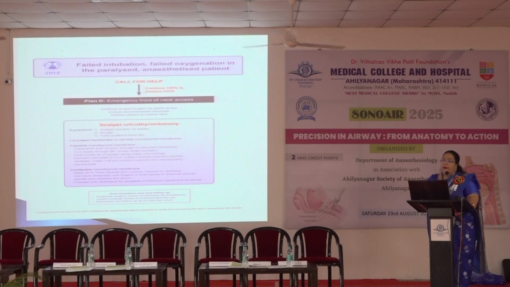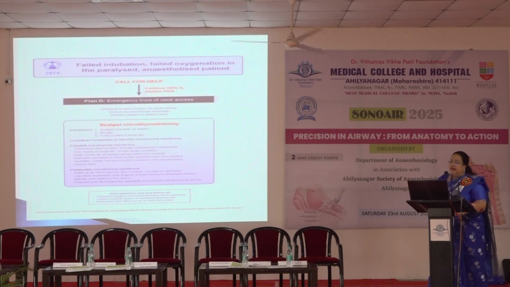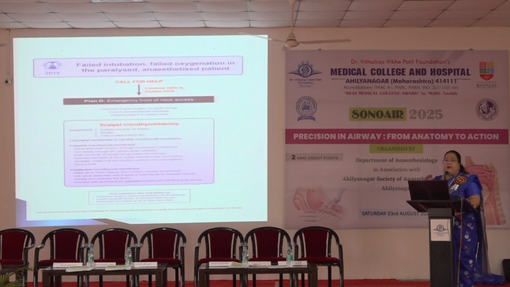Now coming to failed intubation and failed oxygenation in the paralyzed anesthetized patient, first thing, call for help, continue 100% oxygenation, declare cannot intubate, cannot ventilate situation, and plan for emergency front of the neck access. Every anesthesiologist should at least be able to perform ventilation using a cricothyroidotome. If jet ventilation is available, it is very good, but many centers do not have jet ventilation. So at least with the Ambu bag, using a modified cricothyroidotome, we can at least ventilate the patient.